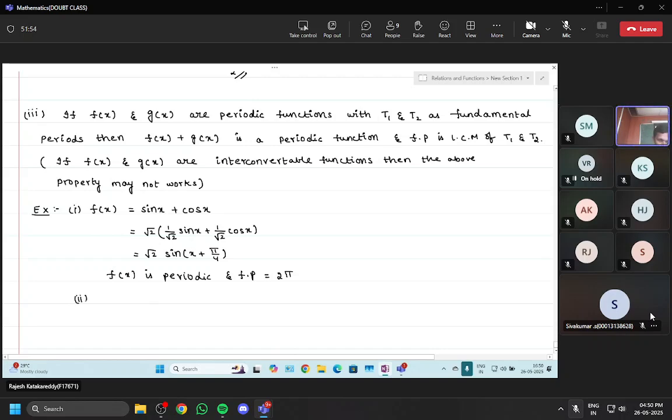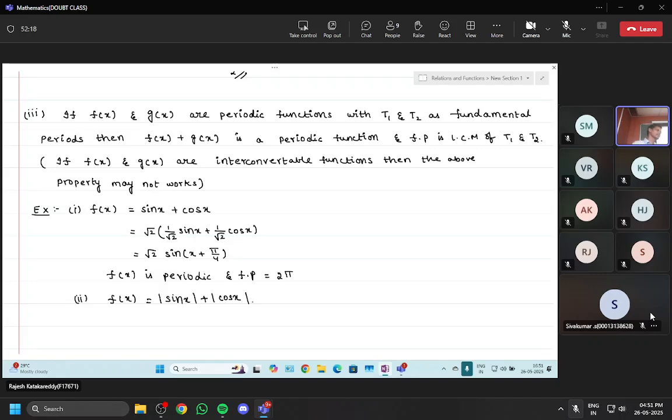Second one, let's take f of x is equal to mod sin x plus mod cos x. Clear? So in this case, what is happening? Mod sin x and mod cos x, both are periodic. Fundamental periods for them are pi each. LCM of pi, if I do, I'll get pi.